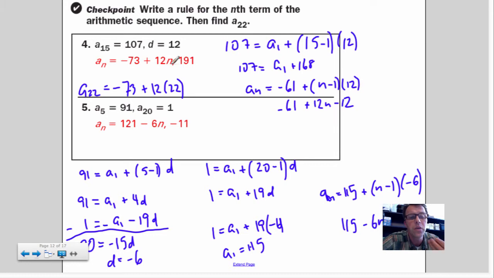Then they asked me to use the rule. Again, just busy work, but whatever, right? Figure out the 22nd term, so I plug 22 into my rule, and I get it.